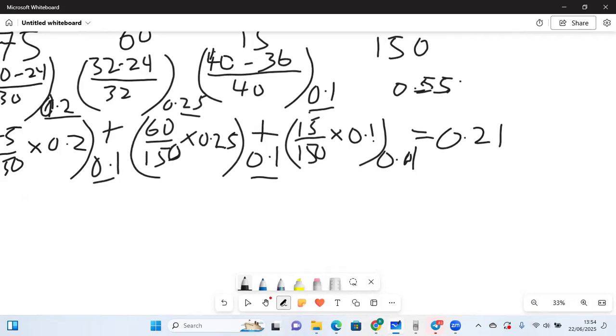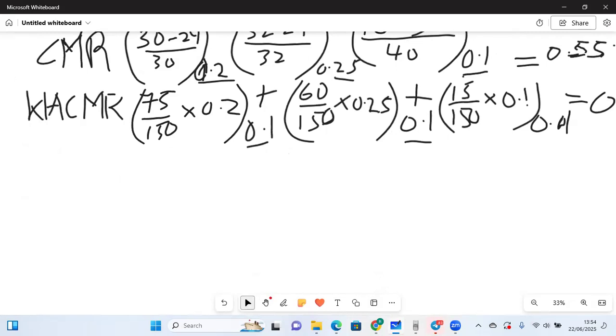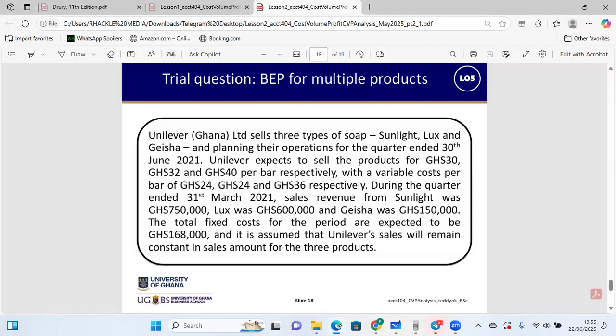That is in total 0.21. This is the weighted average CMR, contribution margin ratio, right? So now, if we want to find the break-even, look at the question. The question said that the total fixed costs are expected to be 168,000. It is assumed that Unilever sales will remain constant for the 3 months, right?